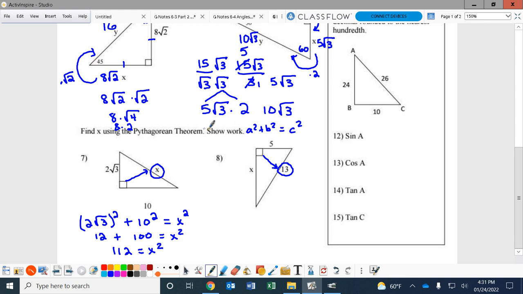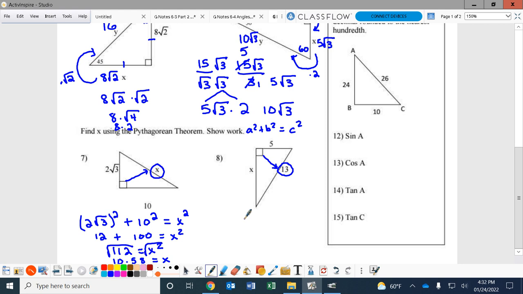Now it doesn't say it has to have no decimals. If it can be a decimal, we're going to go ahead and just take the square root. These are calculators. It could ask you for either way. You have to read the test. Okay. So that's going to give you 10.58 equals x.